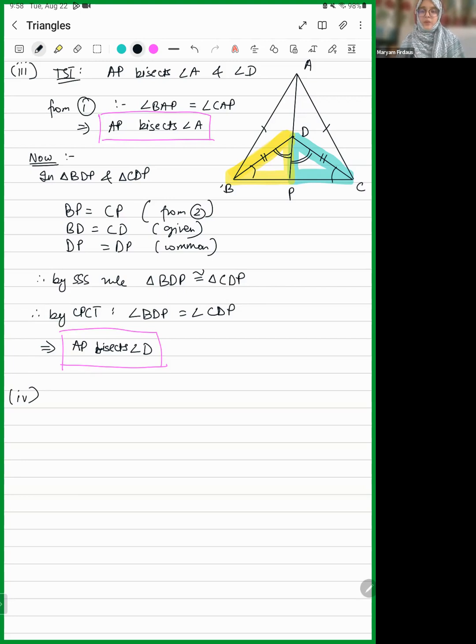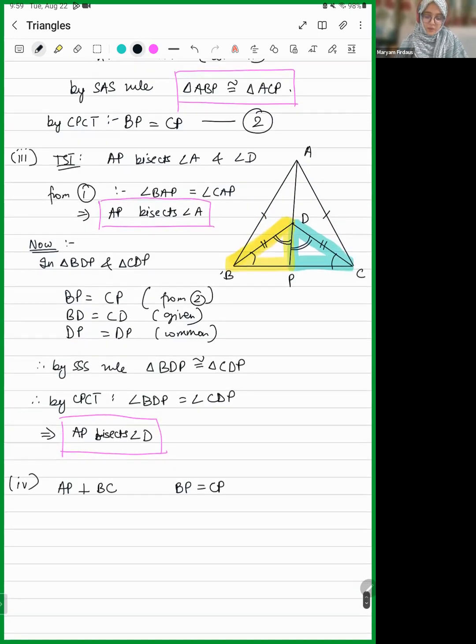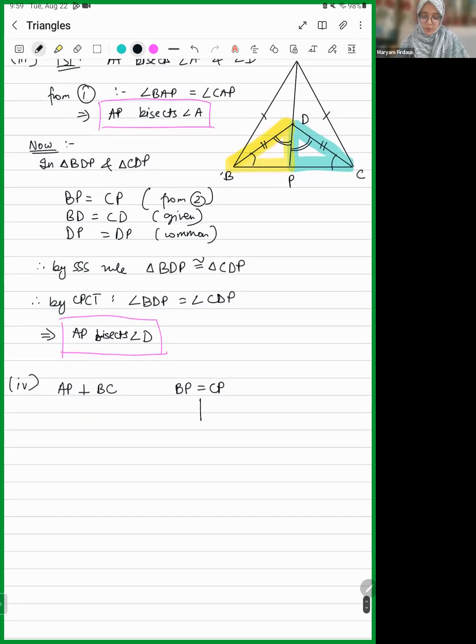AP is the perpendicular bisector of BC. This sentence has two parts. First, we have to show that AP is perpendicular to BC. And the second thing that you have to show is that AP bisects BC, meaning that BP is equal to CP, which we already have proven, right? So this can be shown from 2.